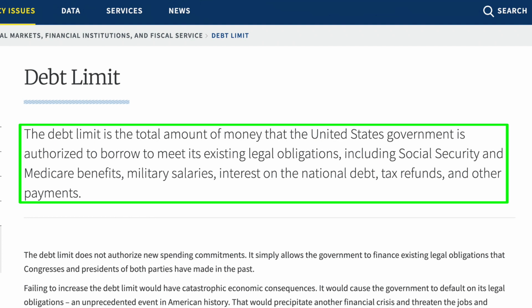To understand why this is such a big deal, we have to look at how the US Treasury defines the debt limit. It's defined as the total amount of money that the United States government is authorized to borrow to meet its existing legal obligations. These obligations include welfare programs like Social Security, government salaries, and most importantly, in the context of this channel, interest payments on national debt. So if the debt limit is reached and it isn't raised by Congress, the US will no longer be able to issue new debt to fund payments they need to make.